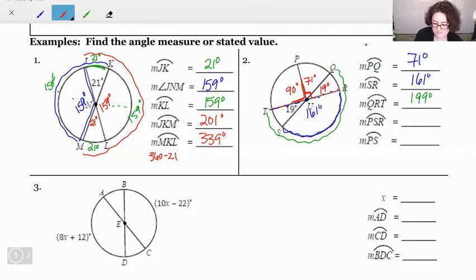PSR. So P all the way around to SR. I'm taking out that extra section that's 90 degrees. So that means we're left with 270 degrees.